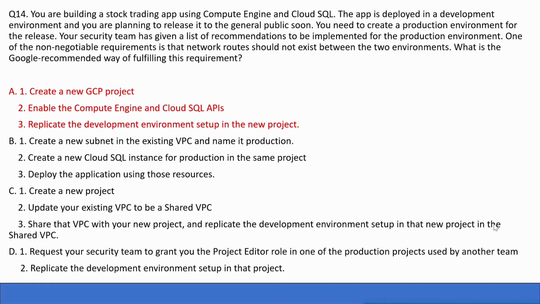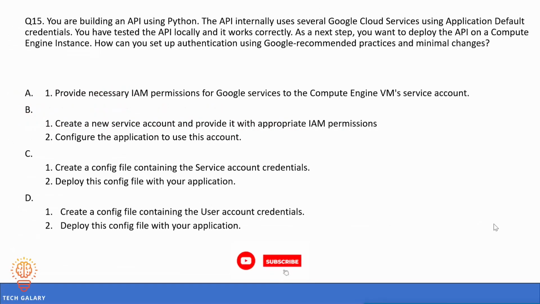Create a new GCP project. Enable the Compute Engine and Cloud SQL APIs. Replicate the development environment setup in the new project. Here we are ensuring that the development and production environments are separate. It is a best practice, and in this way we isolate the environments. So option A is correct for this scenario. Now let's proceed with question 15.